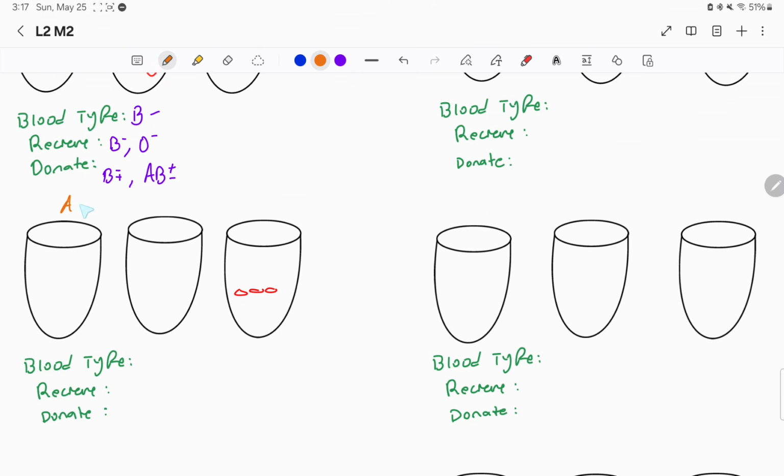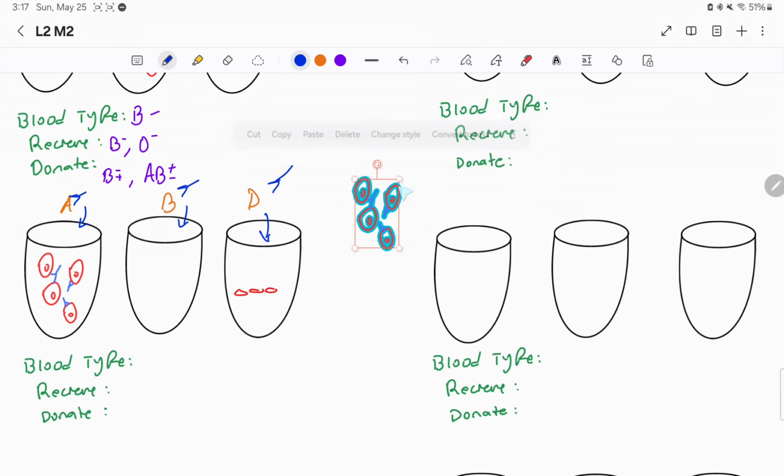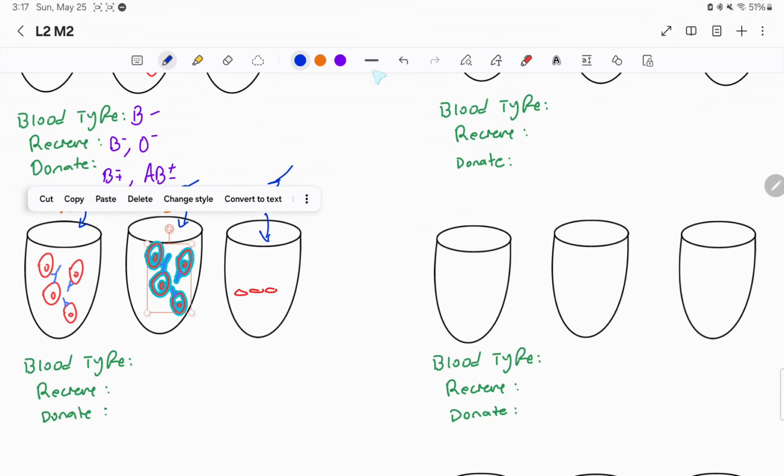Okay, next one. Again, a new sample of blood I'm given, A, B, D antigen. I go to the store, I buy an antibody for D, nothing happens after I put it in. I buy an antibody for B, and I buy an antibody for A. Okay, and after I put them in, I notice that clumping occurs, or agglutination occurs, in both the A vial and the B vial. Okay, so what can I conclude here, guys?